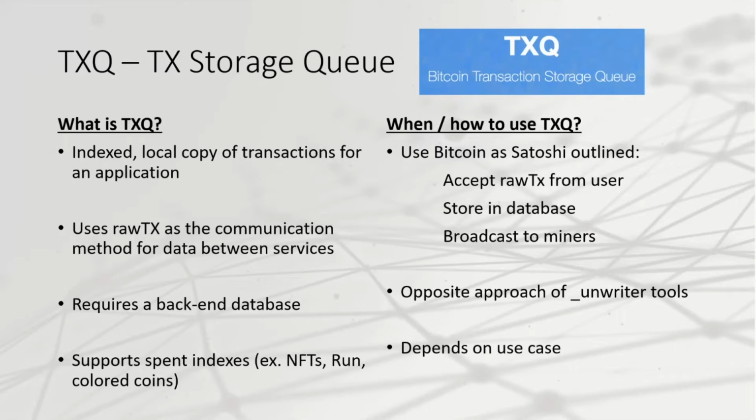So meaning that you could keep track of the UTXOs in order to support those various types of transactions. I mentioned this before: use Bitcoin as Satoshi's been shilling for almost 11 years now. You take the raw transaction, you store it in a database, then you broadcast it to miners, not the other way around. You don't send it to all the miners and then tell people about it after the fact. It is the opposite approach of the unwriter tools. That's not a jab, it's just a statement.